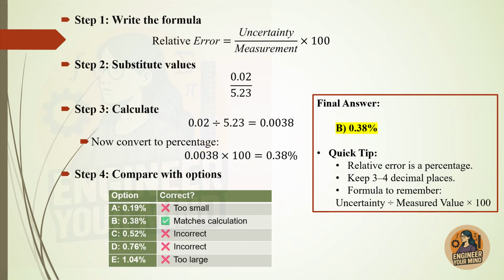Quick exam tip. Relative error is always a percentage. Just remember this formula. Uncertainty divided by measured value multiplied by 100. Keep your calculator accurate to at least 4 decimal places before converting to percentage.